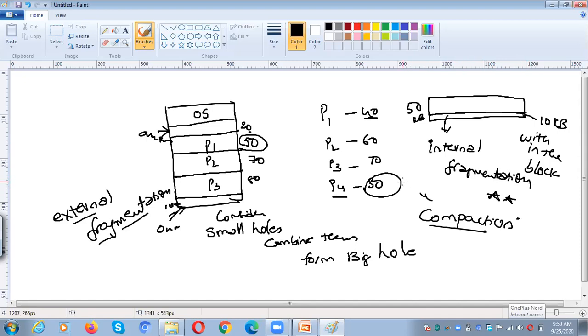Okay. So outside of a partition, individual small partitions are left over in the main memory, so we cannot keep our process in those small holes. That is called external fragmentation. So we can combine all the small holes to form a big hole, so that we can keep one process in that partition. The technique is called compaction. Within a block, there might be memory wastage, that is called internal fragmentation.